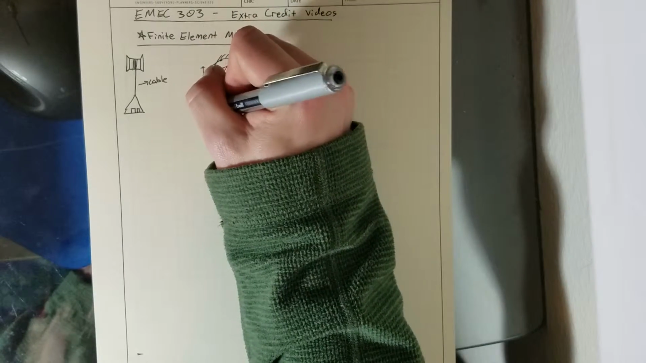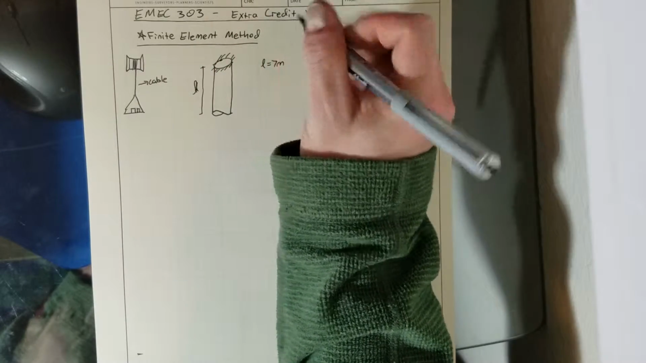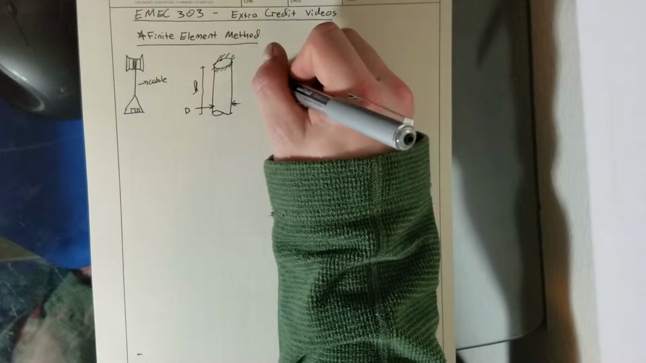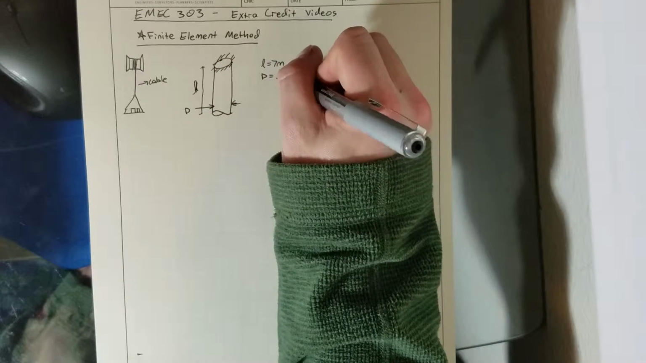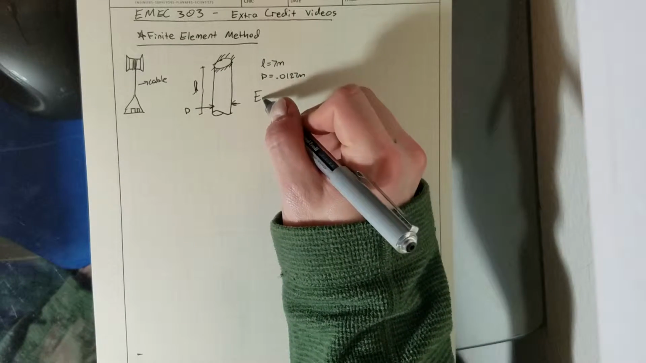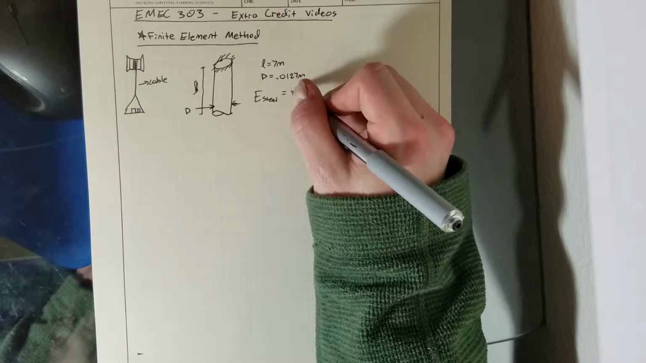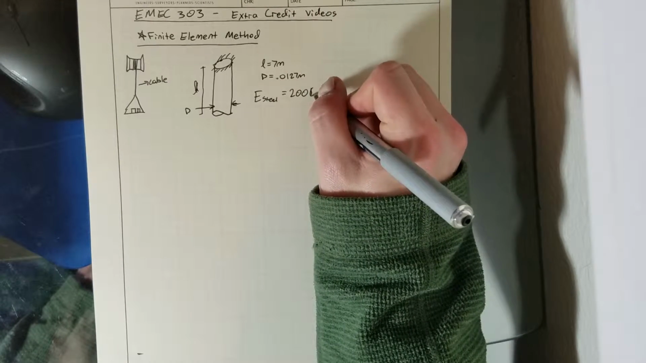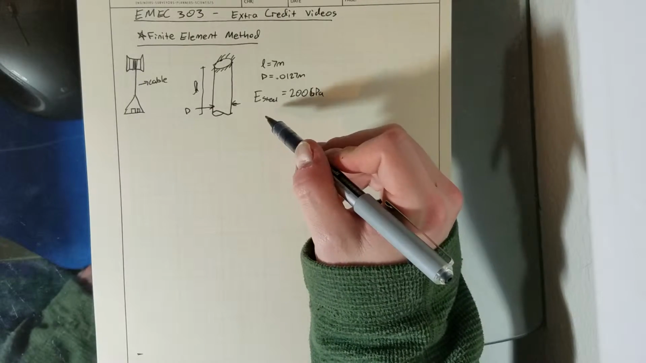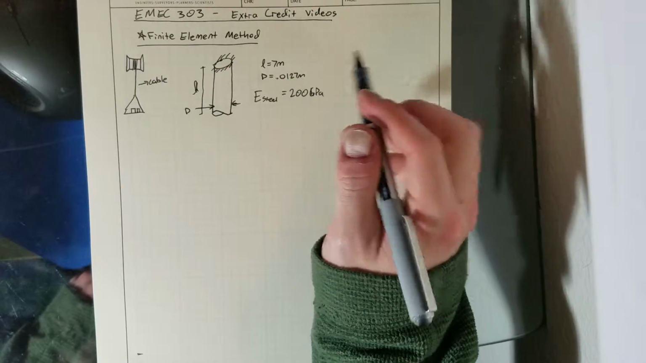So we're going to take a look at a length of cable that is 7 meters long, and its constant diameter will be equal to 0.0127 meters, and then this cable is made of steel, and steel has a modulus of elasticity of 200 gigapascals. And what this value is telling us is the material's inherent ability to withstand deformation from the forces applied.